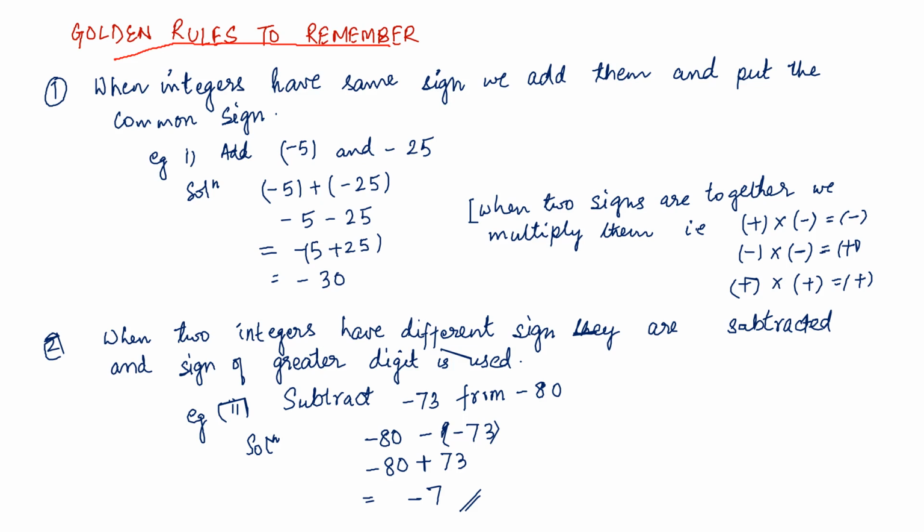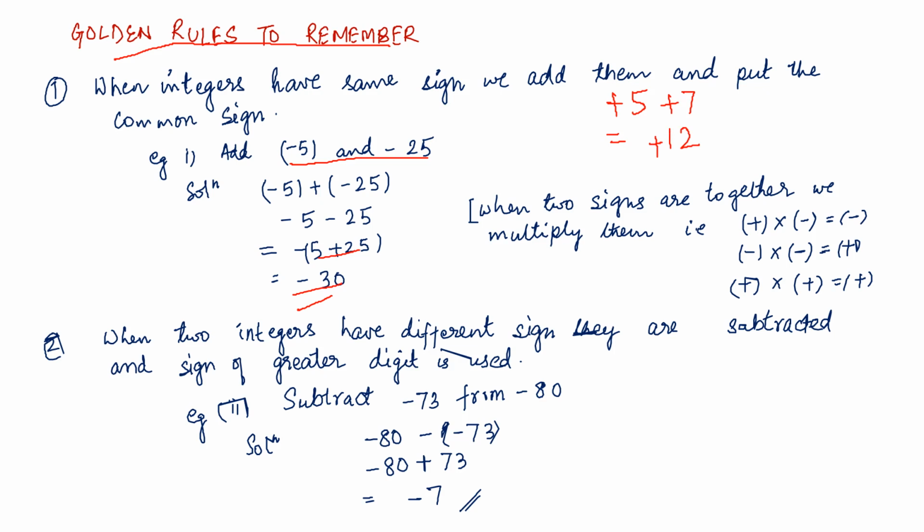When integers have the same signs, we add them and put the common sign. It means if two integers with negative signs are to be added, add them: minus 25 and minus 5. You add them, that will be 30 and the common sign is minus, so the answer will be minus 30. Similarly, if it is plus 5 plus 7, what is the answer? 7 plus 5 is 12 and both of them have a plus sign, so the answer will have a plus sign.